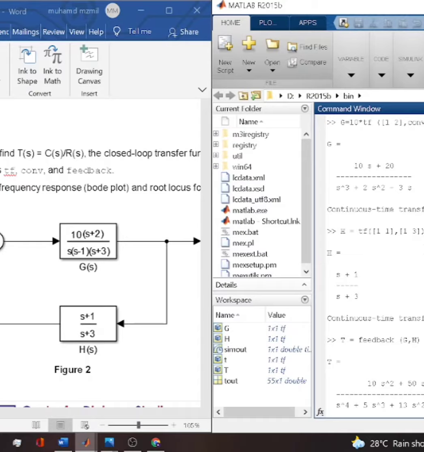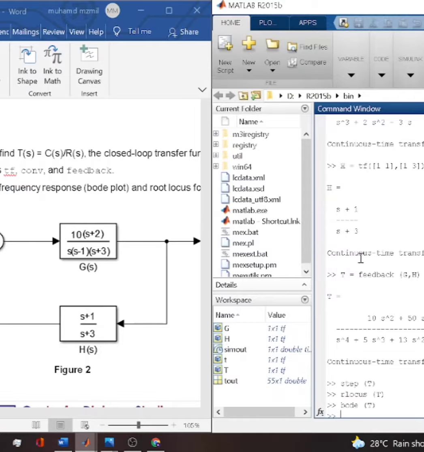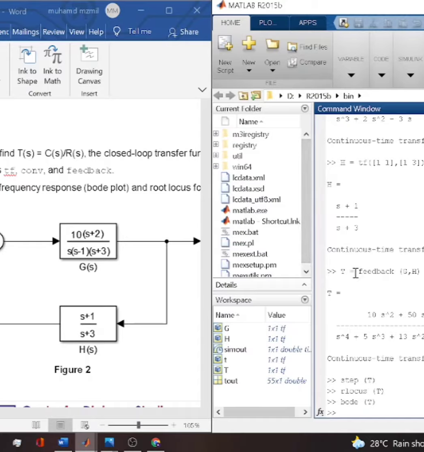Okay, then the H, we use the same command, transfer function s plus 1 over s plus 3. Then because we find the T, we write T. Then this is the final answer because the product of the T is Gs over 1 plus Gs times Hs. This is the final answer.